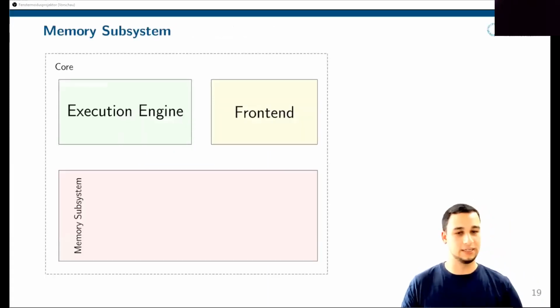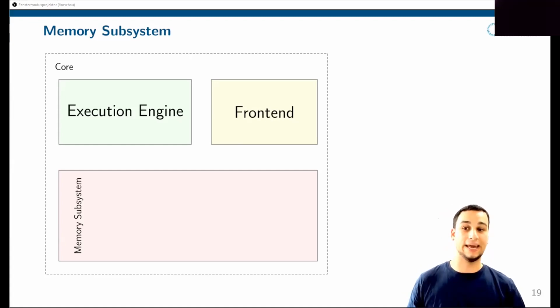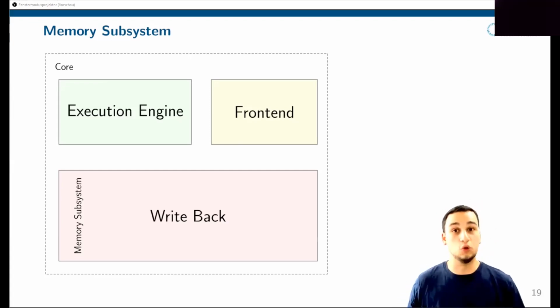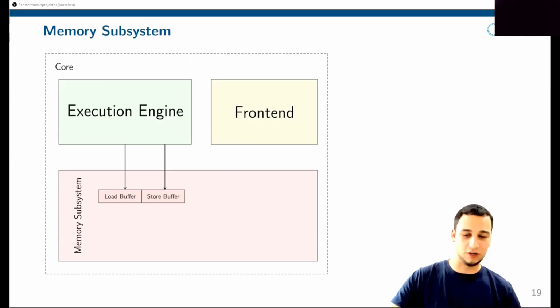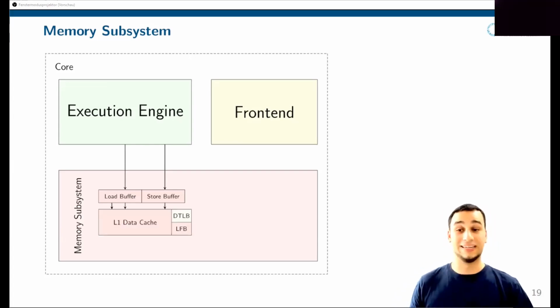And if you look at a super high level detail of how a CPU core works, then we have an execution engine, a front end, and a memory subsystem. The execution engine executes our instructions, and some of them need access to the memory, like instructions that load or store. So the execution engine is connected to the memory system, and depending on what it wants to do, load or store, there's also a buffer in between, a load buffer or a store buffer.